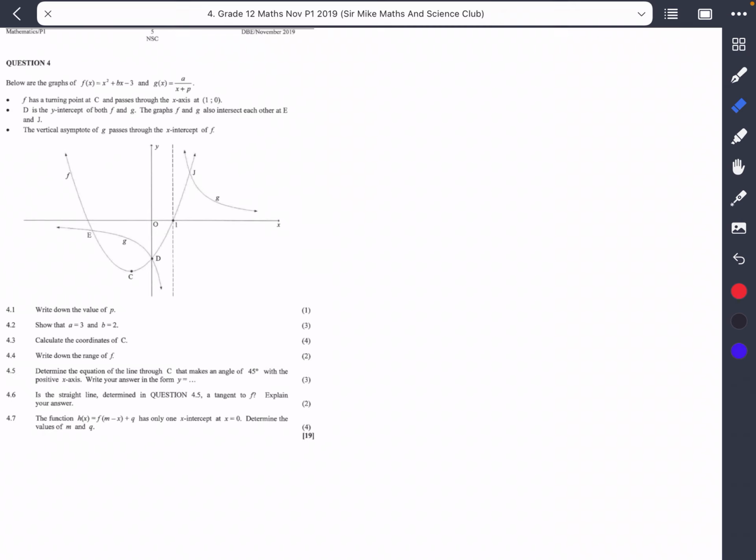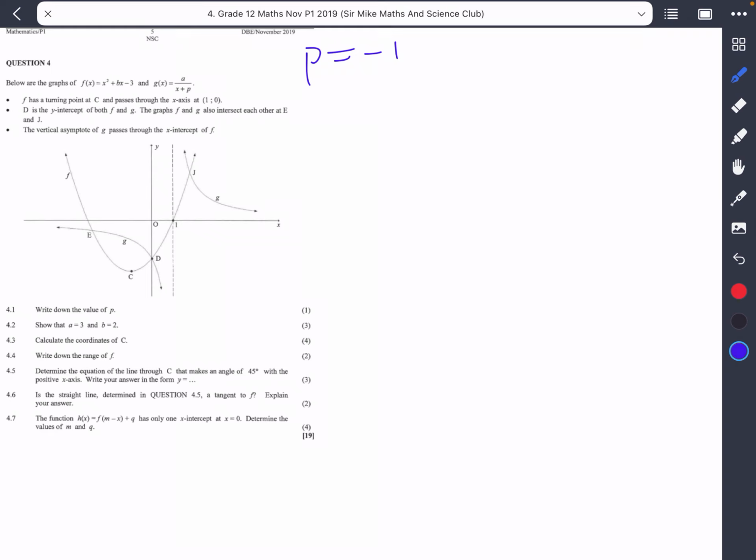Now there are two ways you can obtain the value of p. The most common way would be, if we know the value of the vertical asymptote, to find the value of p you just take that value and change the sign. So in this case p would simply be -1. You just take the vertical asymptote's value and change the sign.